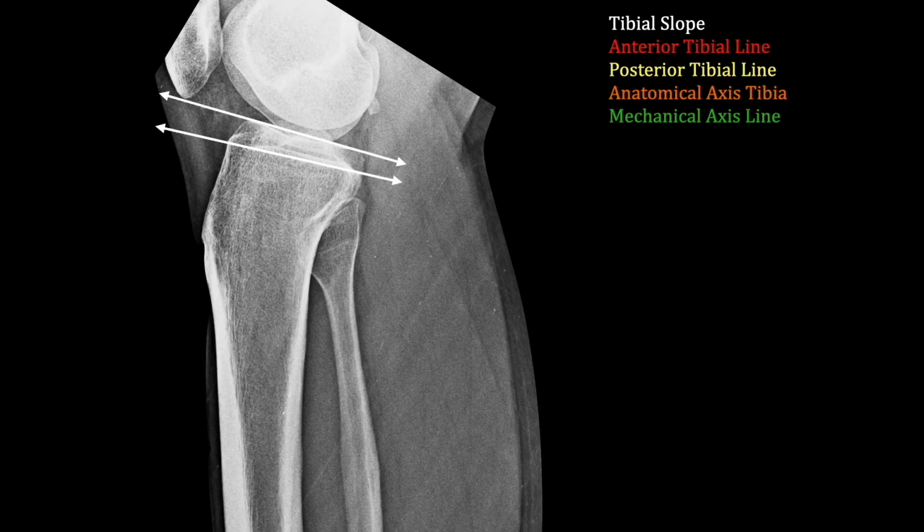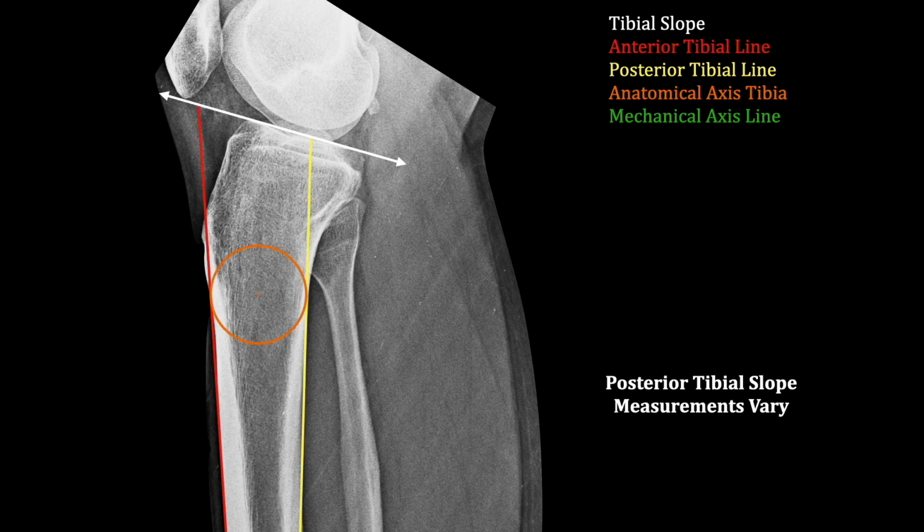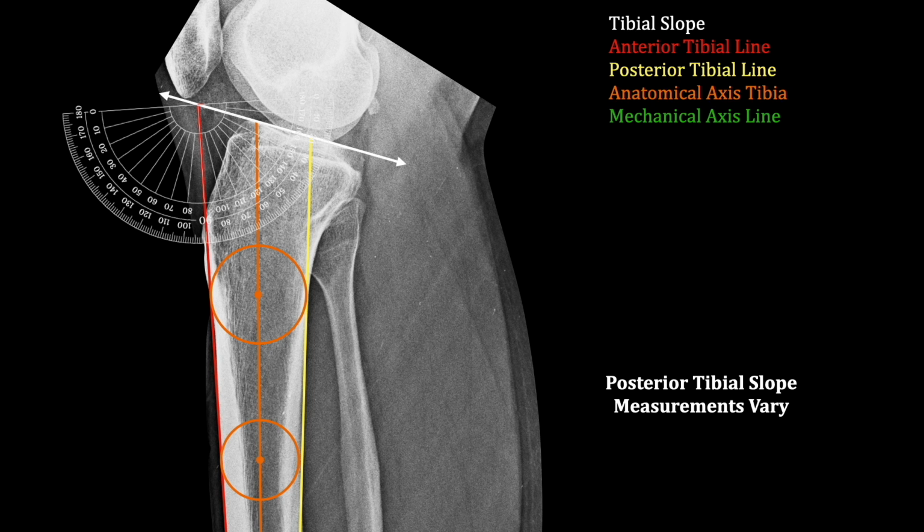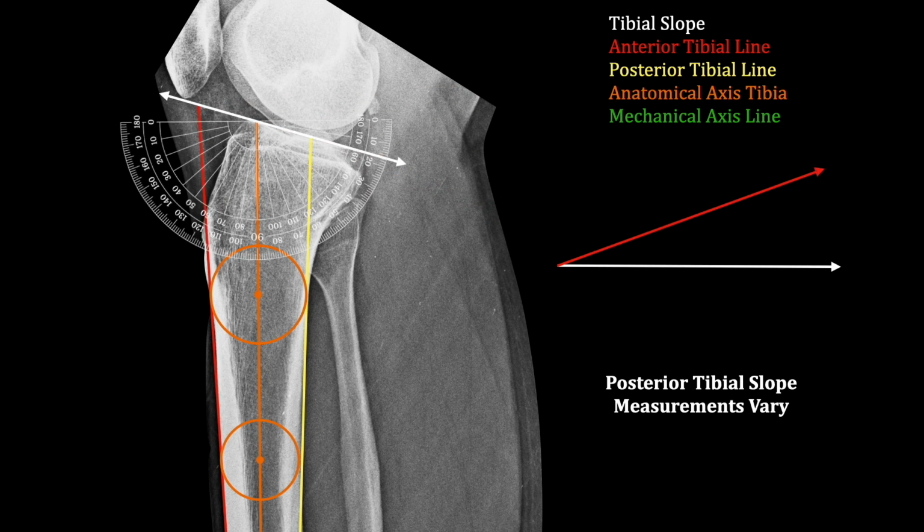The posterior tibial slope is measured either on the medial tibial plateau or on the lateral tibial plateau on a lateral view X-ray of the tibia. Traditionally, either the anterior tibial line or the posterior tibial line or the anatomical axis or mechanical axis of tibia is taken as a reference for measuring the posterior tibial slope.